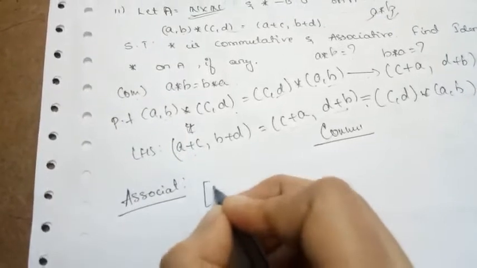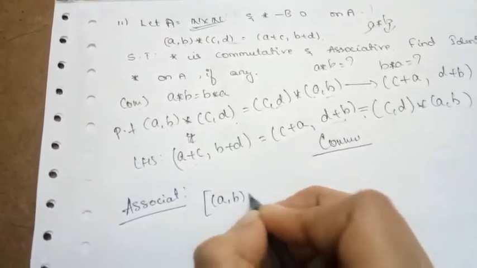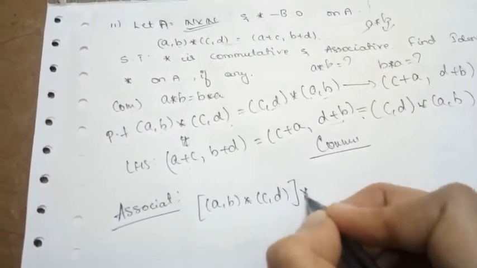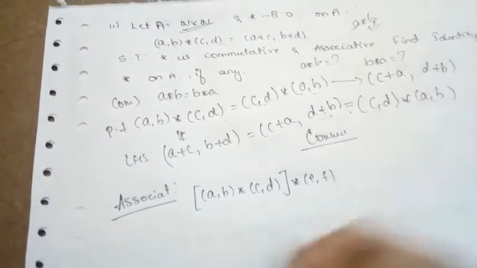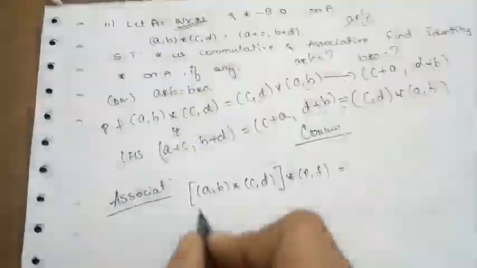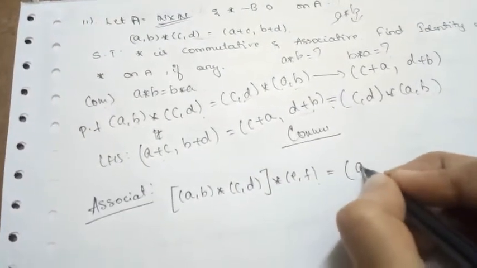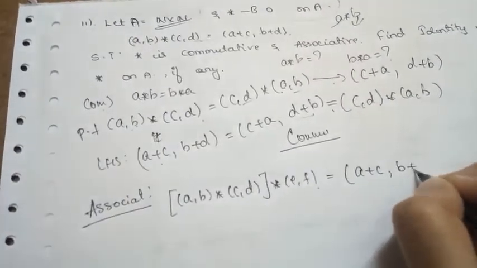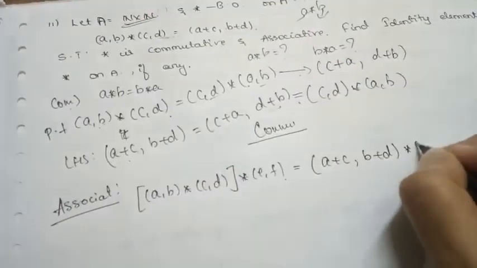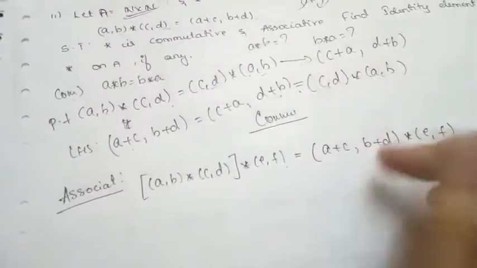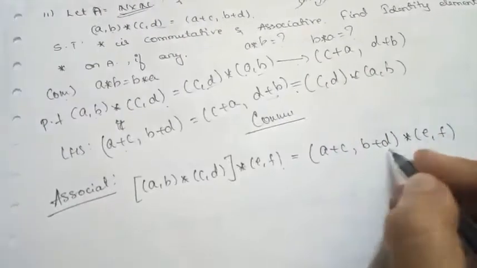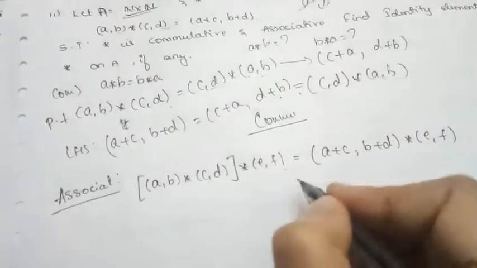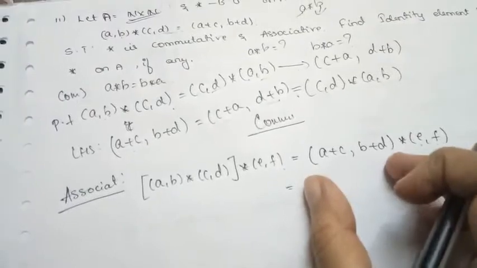So LHS, it is nothing but (A, B) star (C, D) star (E, F). So this is our LHS. So what does this imply? This implies (A plus C, B plus D) star (E, F). Now this becomes the first element and second element of the first ordered pair, first and second element of the second ordered pair.